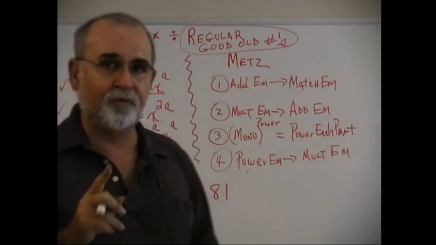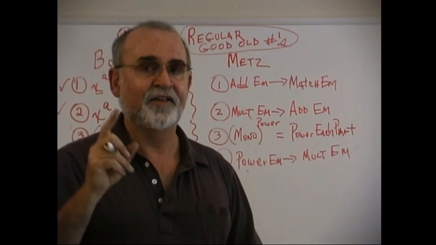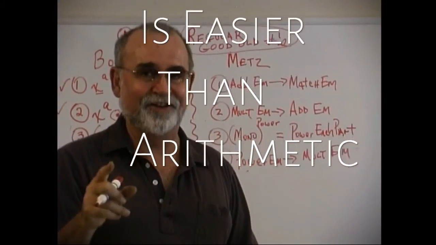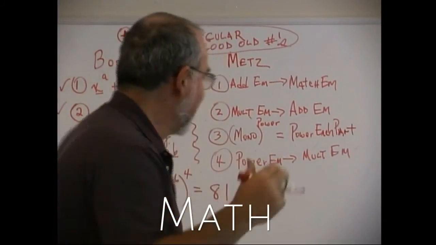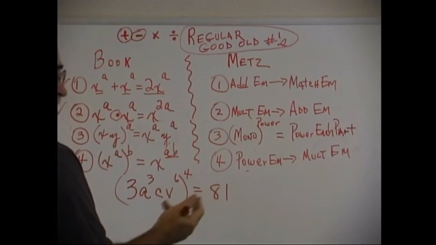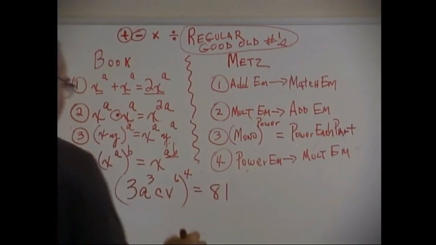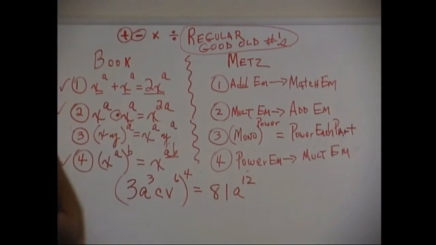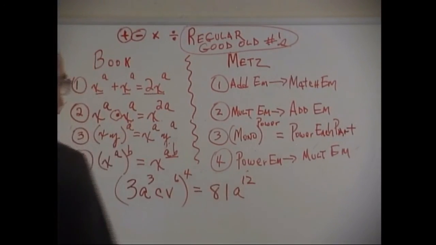Now let's do the easy part. Please notice that if you miss the 81, that's the arithmetic. Math is easier than arithmetic. The arithmetic requires you to get that guy to an 81. Now, let's do the easy part, which is the math. To do the math, we've got to raise it to a power, and we just got to multiply. So I get A to the 12th. A to the 3rd to the 4th is A to the 12th. This 3 to the 4th was 81.